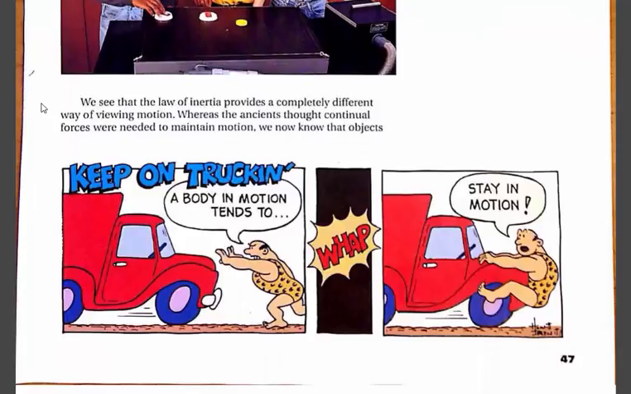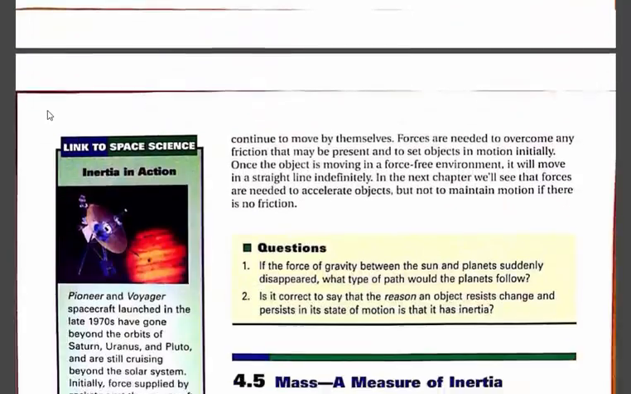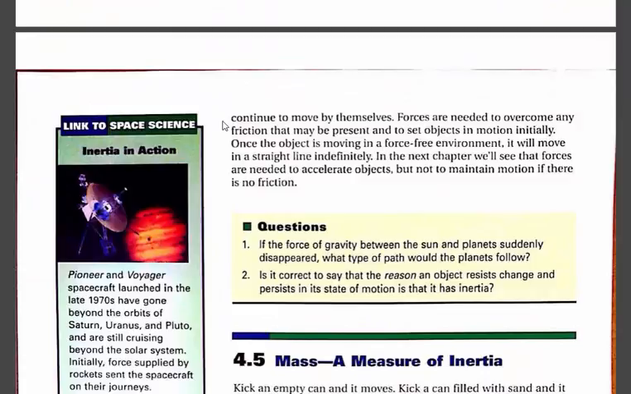We see that the law of inertia provides a completely different way of viewing motion. Whereas the ancients thought continual forces were needed to maintain motion, we now know that objects continue to move by themselves. Forces are needed to overcome any friction that may be present and to set objects in motion initially. Once the object is moving in a force-free environment, it will move in a straight line indefinitely. In the next chapter, we'll see that forces are needed to accelerate objects, but not to maintain motion if there is no friction.